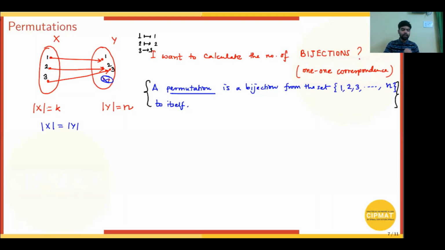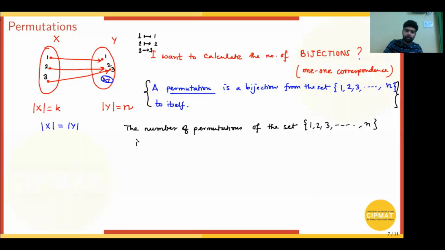So the theorem says that the number of permutations of the set 1, 2, 3 in this way till n is going to be what? Everyone knows, it is n factorial. What is n factorial? n into n minus 1, in this way it goes on till 3 into 2 into 1. The number of permutations of the set 1, 2, 3, 4 till n is going to be n factorial. How does this happen?